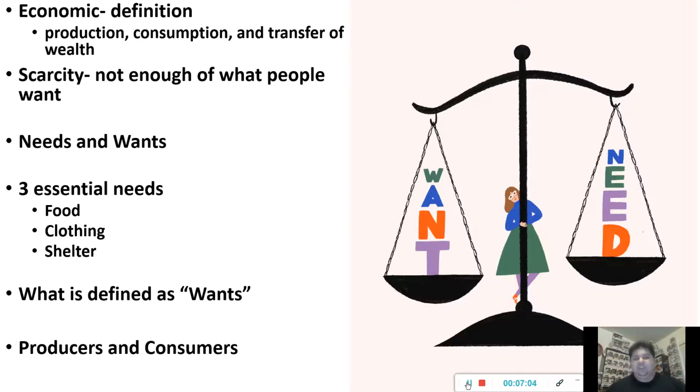Okay. Same thing with shelter. Do you need a mansion? No. What about a house? Maybe. Even then, that might be considered a luxury. Something like caves, a shack, something you put up yourself, fine, that's a basic need. Something to protect you from the elements. Okay. Basically, those are the essential needs. Everything else is a want.